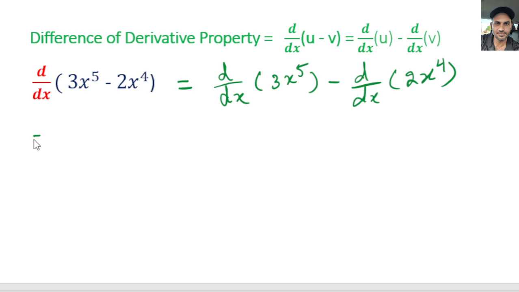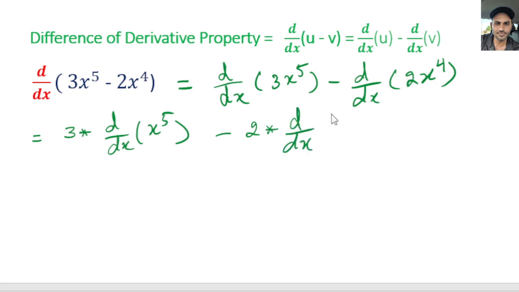We're going to apply the constant times the function derivative rule. So we're going to take this 3 out of the derivative and multiply it with the derivative of the rest inside. So I took the 3 out to the front, times the derivative of just x to the 5. And I'm going to do the same thing for the second term. I'm going to take this 2 out of the derivative, times d over dx of x to the 4.